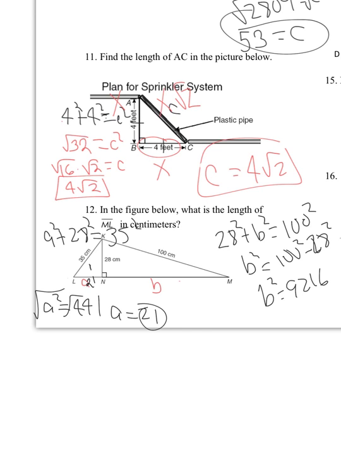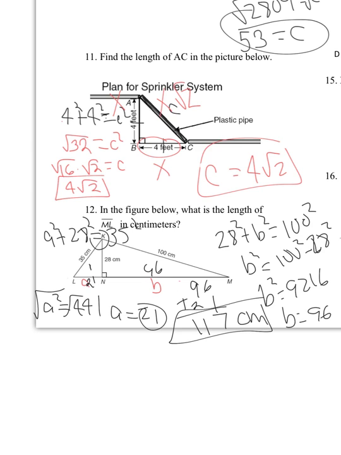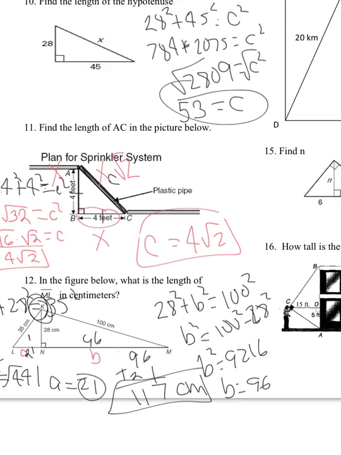9,216. 96. So ML is 96 plus 21, which is 117 centimeters. Again, I know this entire thing is about right triangles, but if you don't see that right angle, don't jump to Pythagorean theorem. Good chance a similar problem will be on the test.